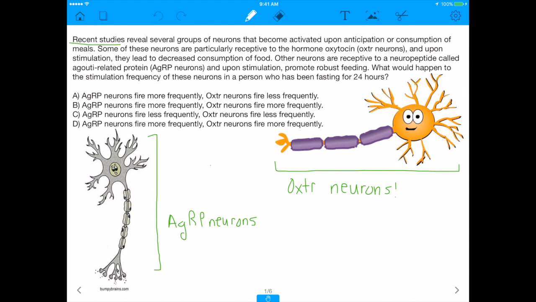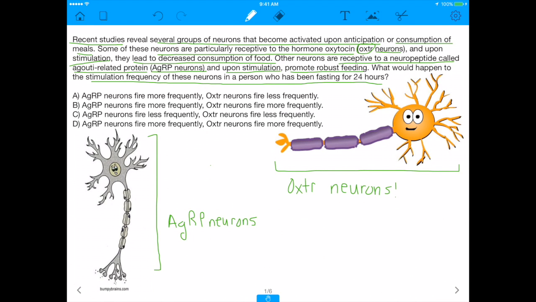It says, recent studies reveal several groups of neurons that become activated upon anticipation or consumption of meals. Some of these neurons are partially receptive to the hormone oxytocin. These are referred to as OXTR neurons. And upon stimulation of these neurons, they lead to a decreased consumption of food. Other neurons are receptive to a neuropeptide called agouti-related protein. They're called AgRP neurons. And upon stimulation, these neurons will promote robust feeding. What would happen to the stimulation frequency of these neurons in a person who has been fasting for 24 hours?